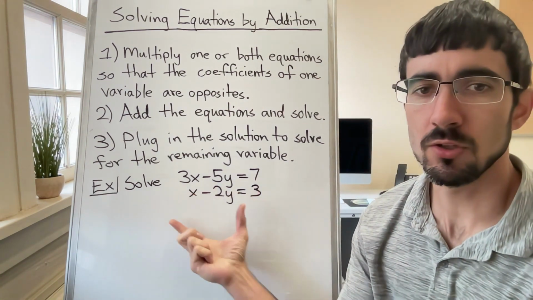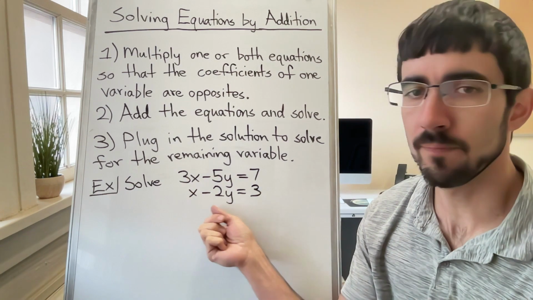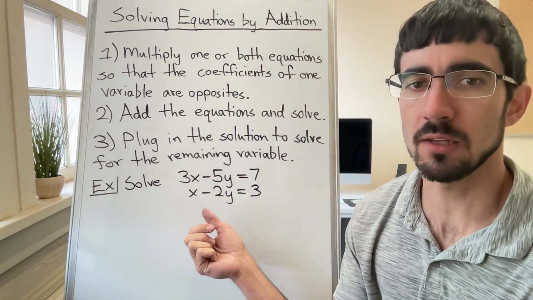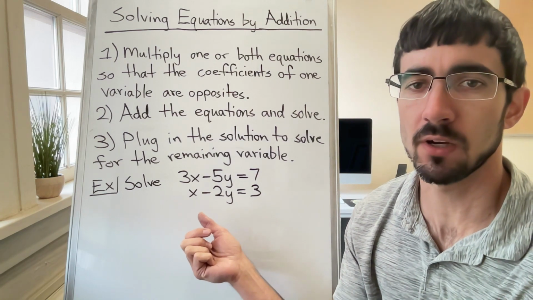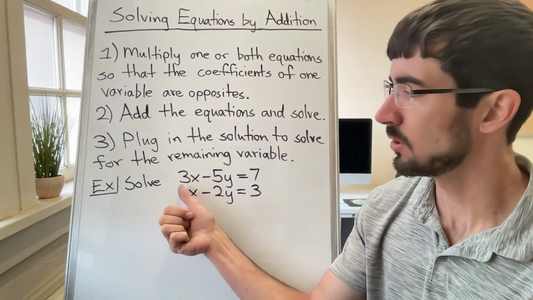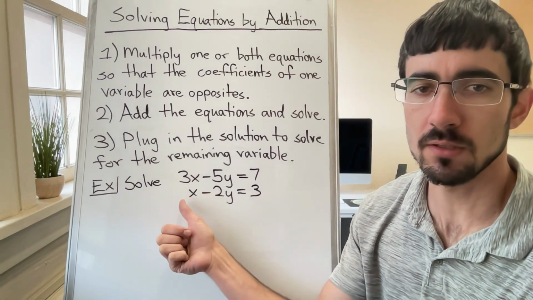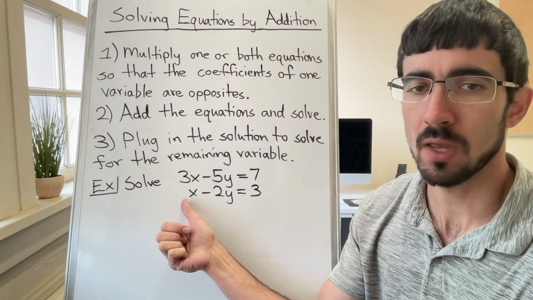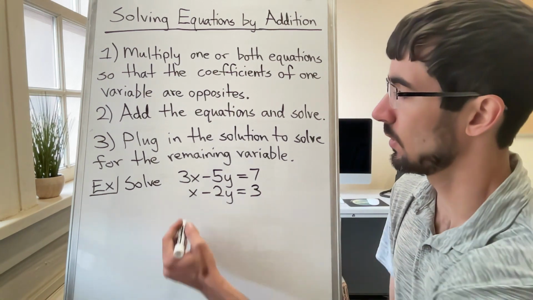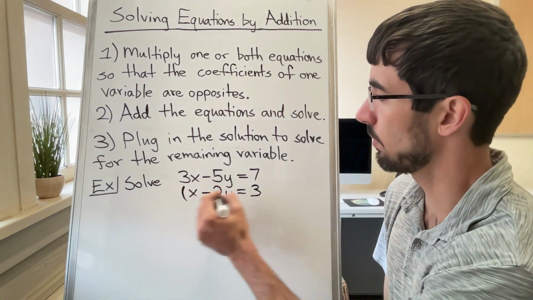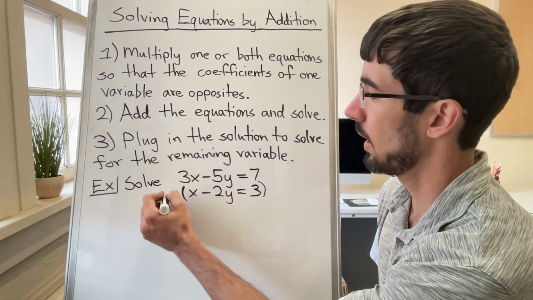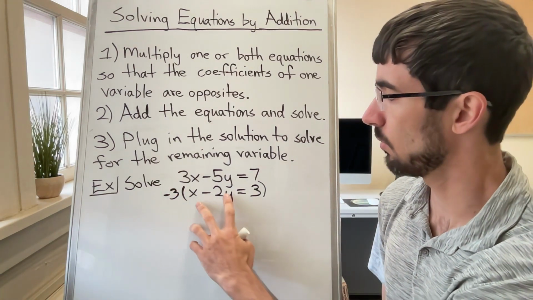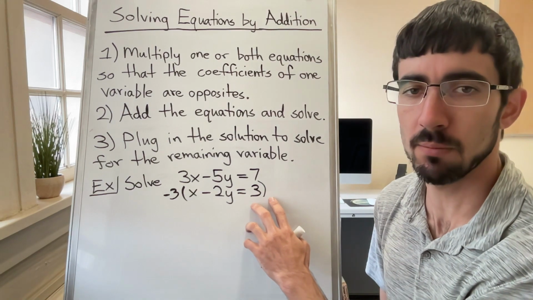I want to choose a variable that I'm going to cancel out through addition. And in order to cancel it out, the coefficients in front of that variable have to be opposites. So if this is a 3x and I want to work with x, this needs to be a negative 3x. I'm going to make that choice for this system of equations. So I'm going to multiply this whole equation by negative 3. And remember, when you multiply an equation, you multiply on both sides to keep it balanced.